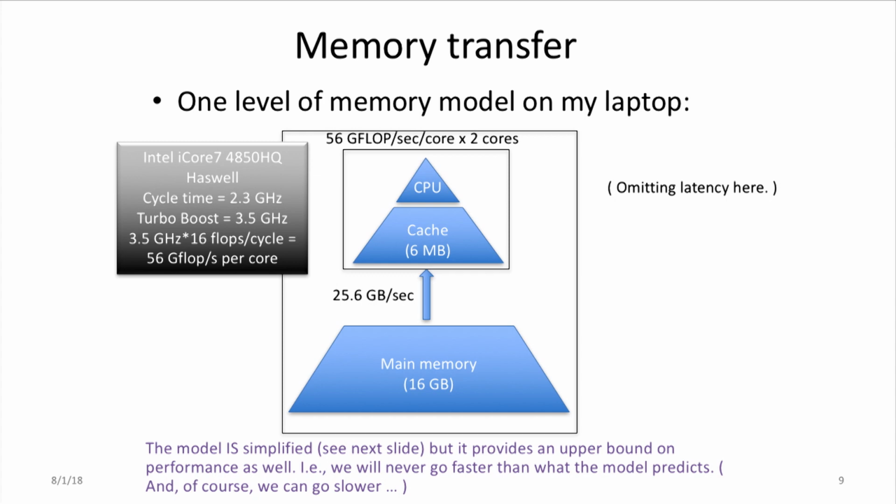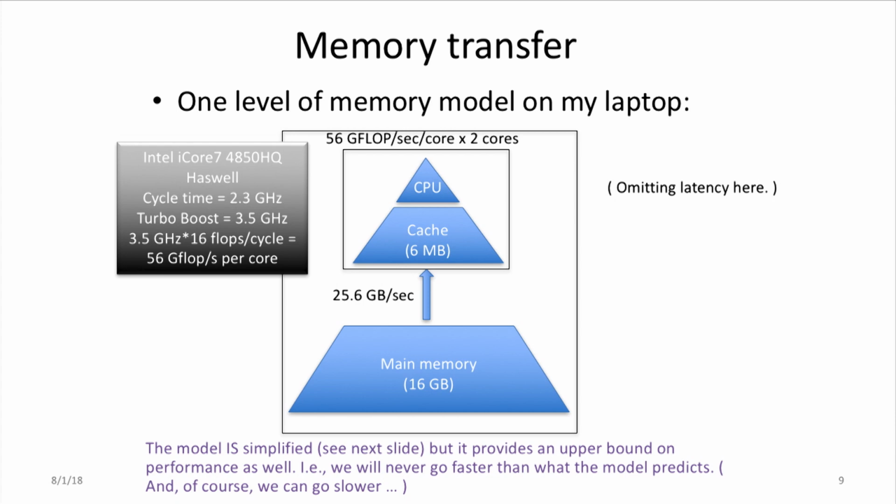Okay, so here's the architecture. I've got a CPU, I've got cache, 6 megabytes of cache on this machine. I've got a bus that delivers data from memory, 16 gigabytes of memory. That bus goes at 25.6 gigabytes per second. Those are all given to me by Intel and by Apple, I guess. So that's the model that we're going to use. I'm going to omit latency because it just gets in the way.